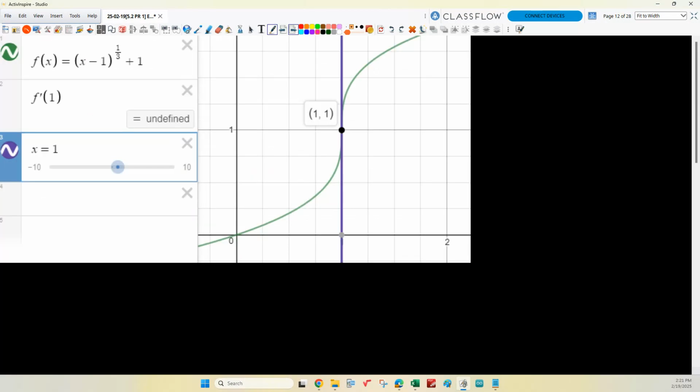And here's a function where we have a vertical tangent. So that's a critical number. X equals 1 is a critical number because the derivative is undefined there, but again, it's not an extremum.